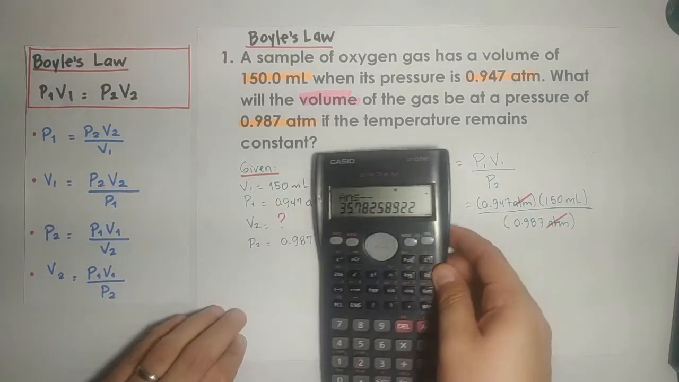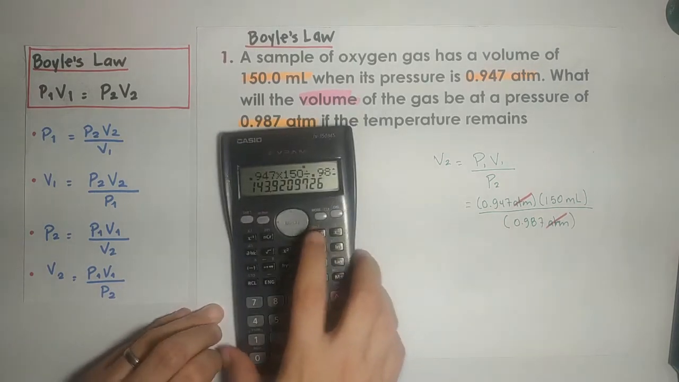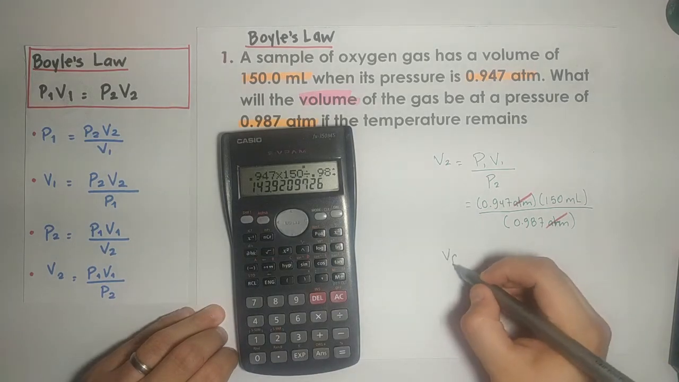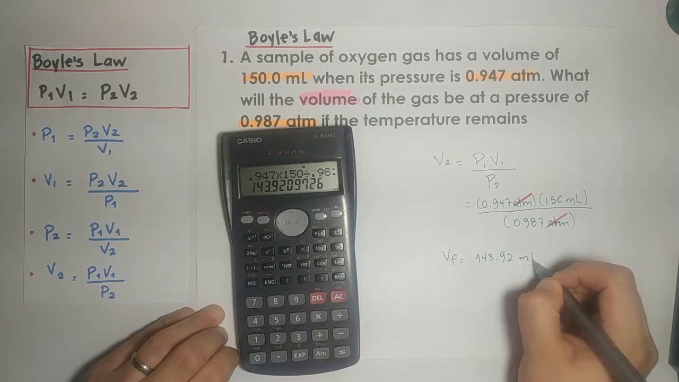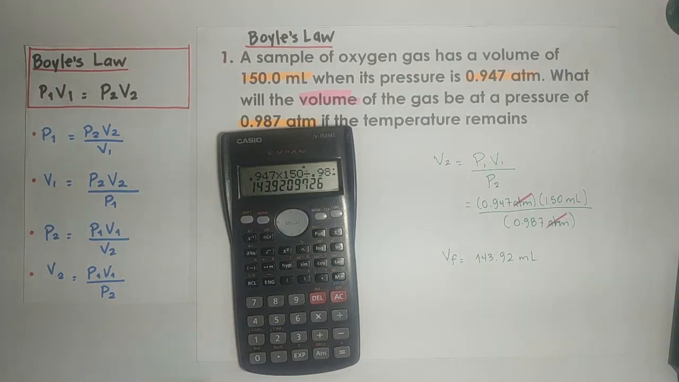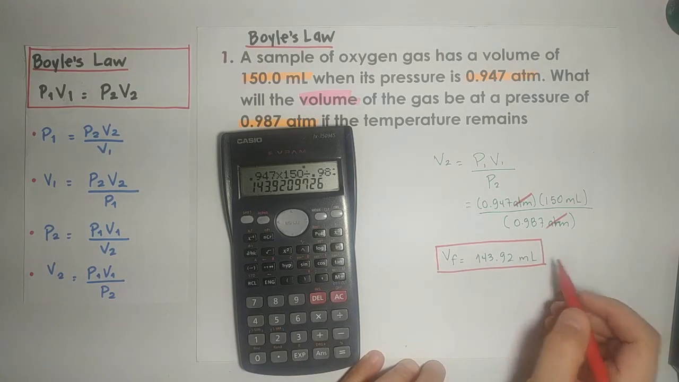Now, let's do this in the calculator: 0.947 times 150 divided by 0.987, and we have a final volume of 143.92 milliliters. So for Boyle's law, when you have an increase in pressure, you have a decrease in volume.